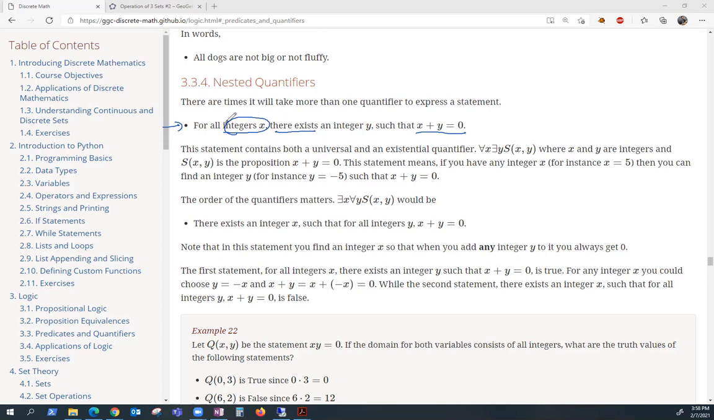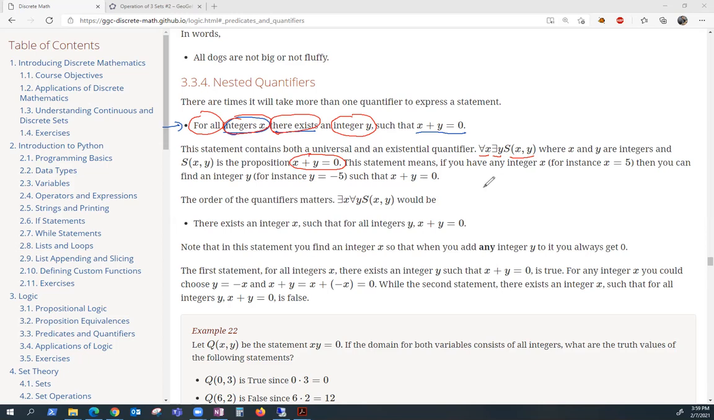So here's my domain, for all integers. I have a universal quantifier and I have an existential quantifier. I have two of them, okay? And here are my two variables, my two predicate statements. So what I'm saying is, for all x, there exists a y such that s of x and y, where x and y are integers, and s of x and y is this proposition, the one that I had there.